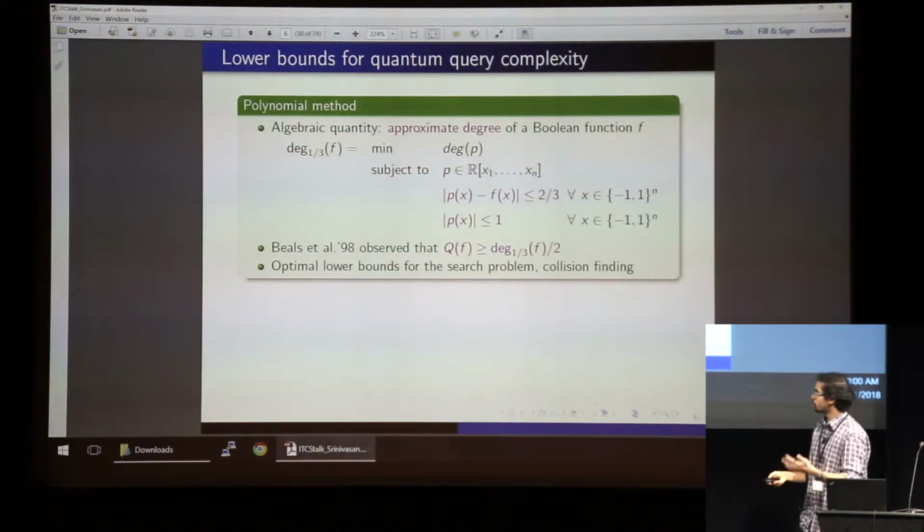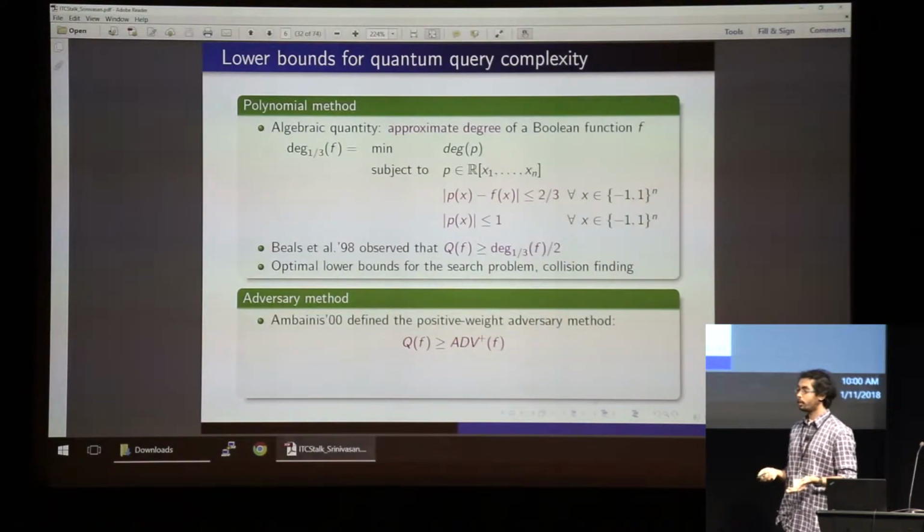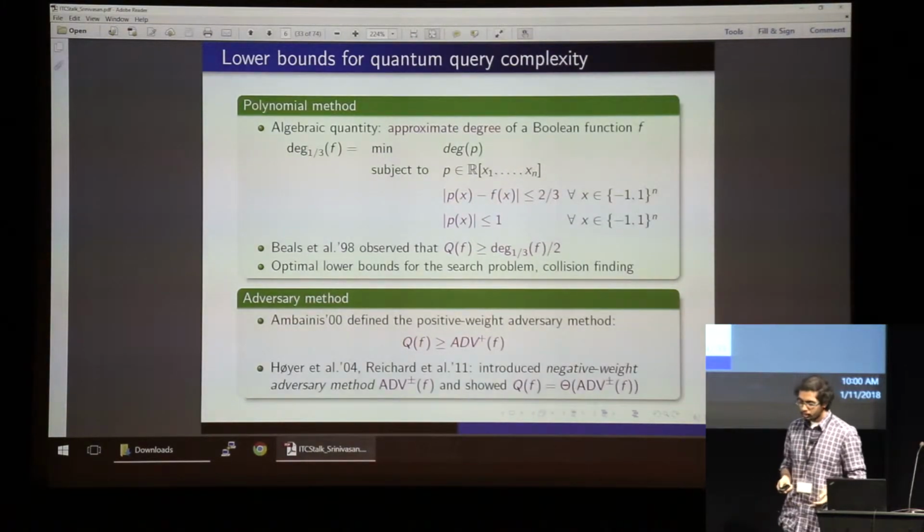Along the same time, there was another method called the adversary method that was introduced by Ambainis. And he introduced the positive weight adversary method, which lower bounds quantum query complexity. It came about the same time as the polynomial method. And eventually, it was generalized to the negative weight adversary method.